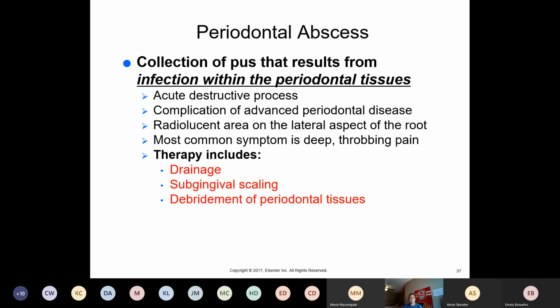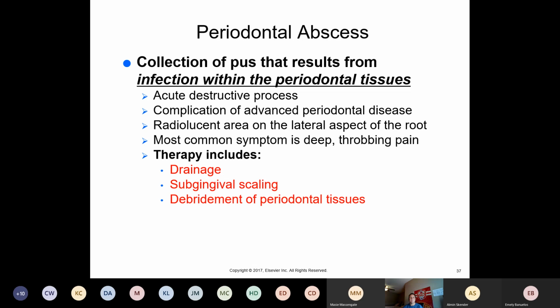This can be a very acute, quick onset, destructive process. And it's a complication of advanced periodontal disease. The radiolucent area will appear on the side of the tooth or on the lateral aspect of the root, and it creates a deep throbbing pain.